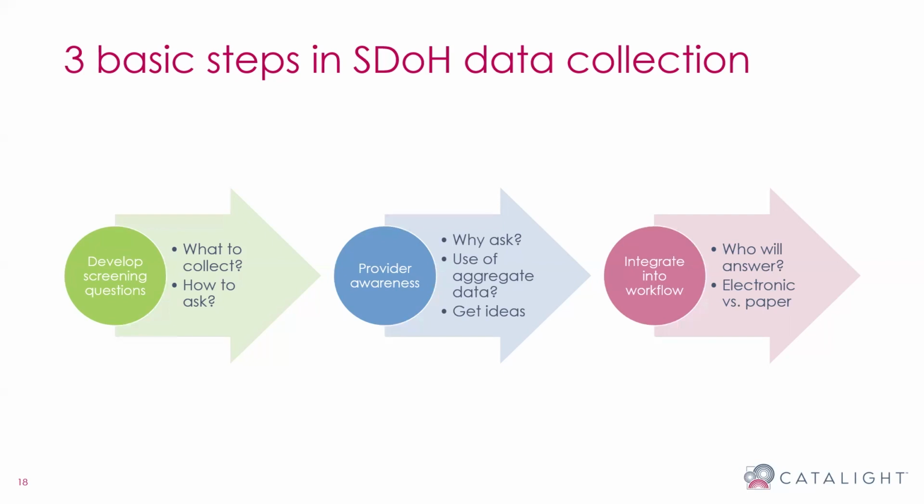And obviously, the more electronic, the better. It's easier to get data when it's input electronically. However, in some settings, that's just not going to work. And so devising a paper form that is amenable to easy filling in is what would be recommended. But again, every setting is different, and these are sort of three basic steps on how you would get to the point of data collection at your organization.